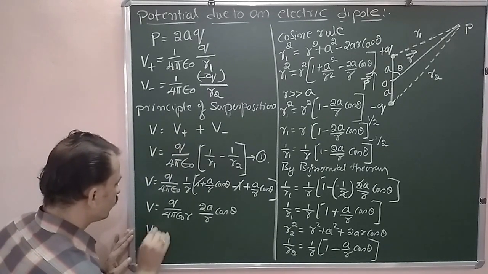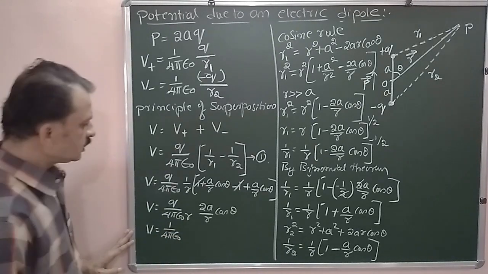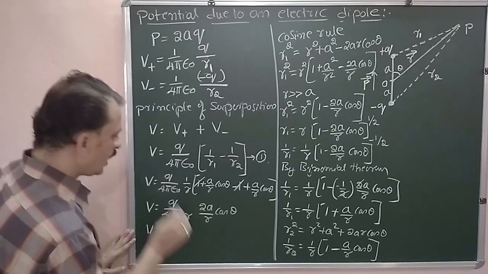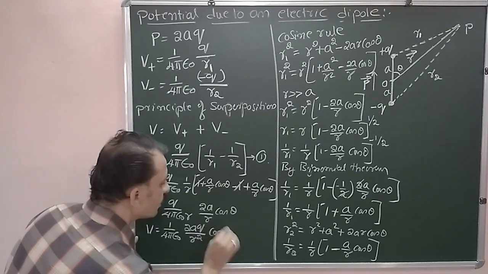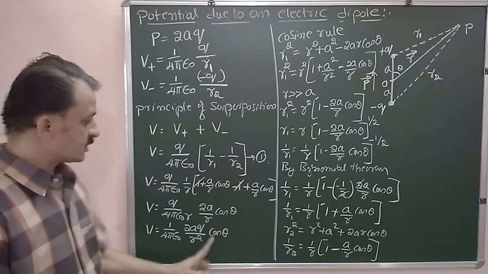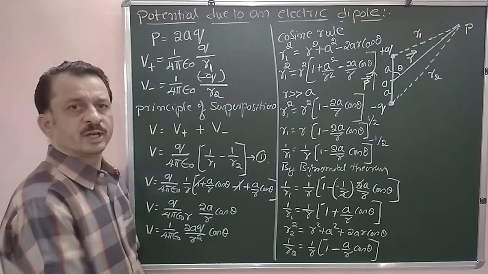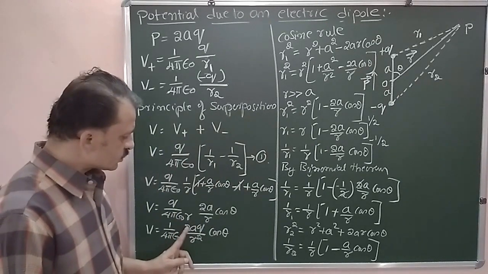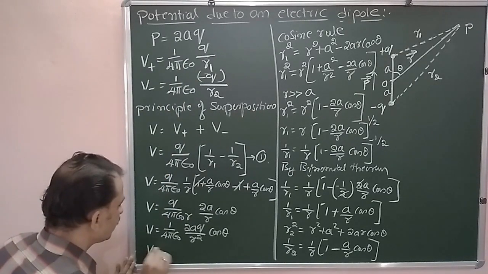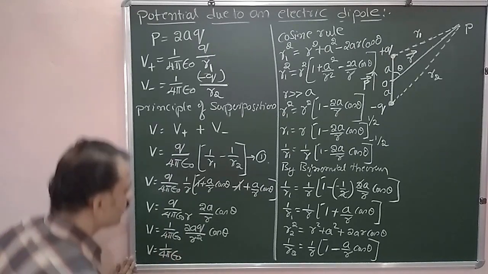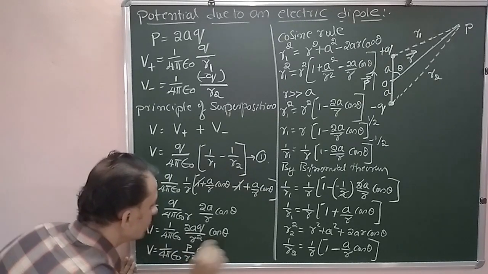Now therefore V is equal to, rearranging the terms, 1 divided by 4 pi epsilon naught into 2aq by r square cos theta. That is the final expression for the potential at any arbitrary point P due to the dipole. But we know what 2aq is. It is nothing but the dipole moment. Therefore, I will write the final expression: V is equal to 1 divided by 4 pi epsilon naught into p by r square into cos theta.